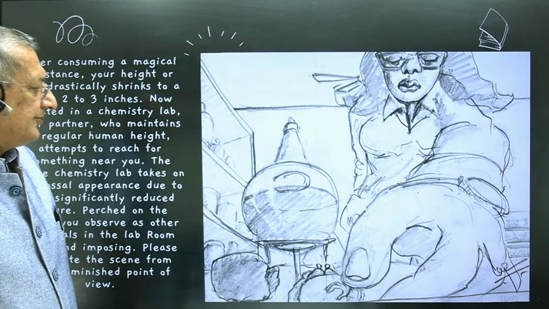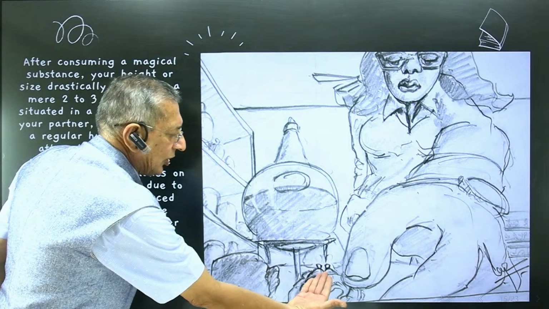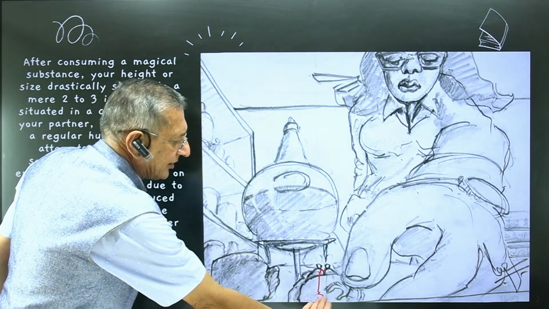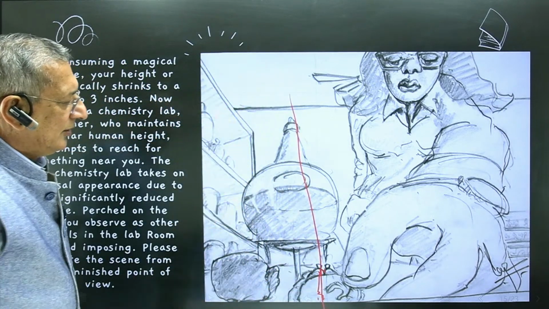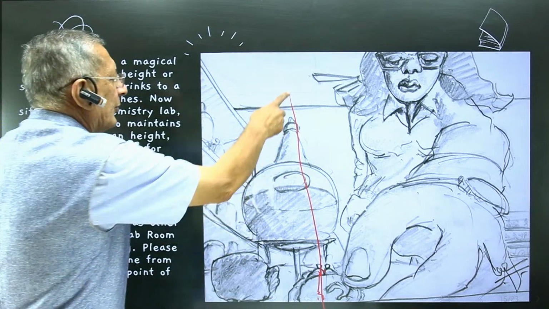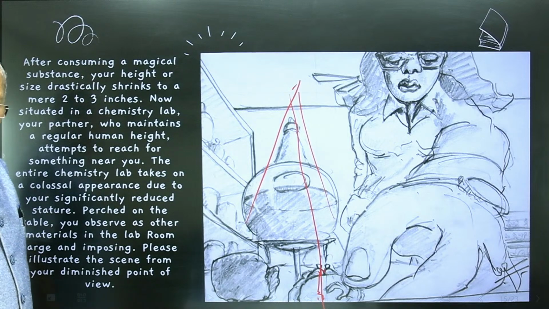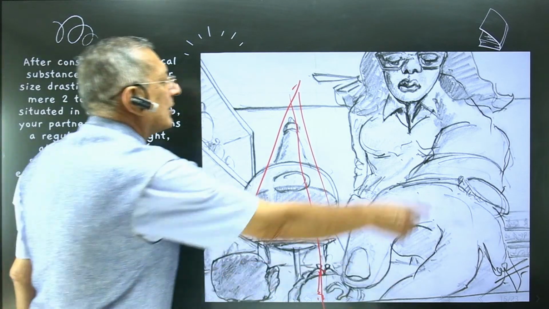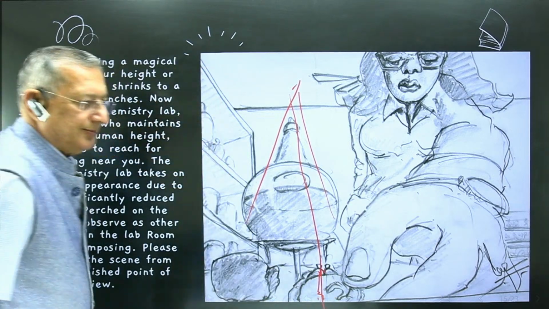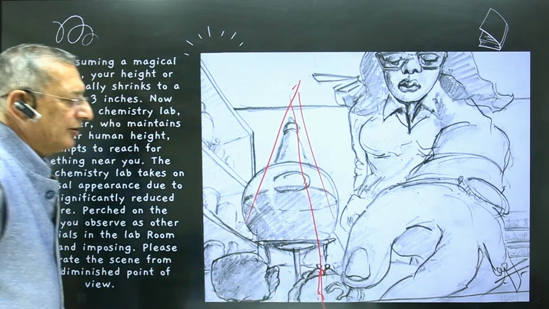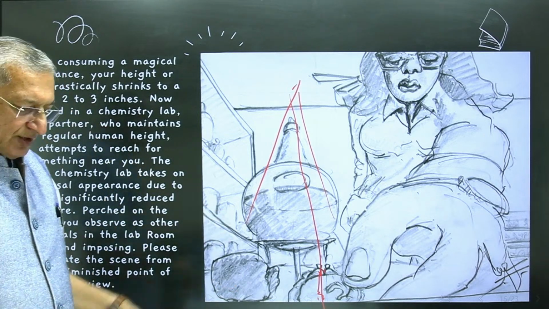Now what you see here is a 3-point perspective. Why? Because you are lying here, your head is somewhere around here, you're looking upward. So in zenith, there is a vanishing point. Your partner scientist, a girl, is approaching you, maybe to lift you or something near to you. And she notices that you have consumed that magical substance.